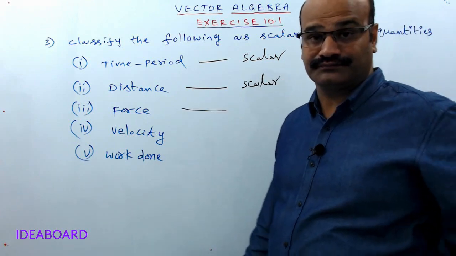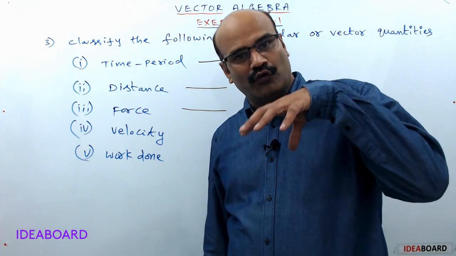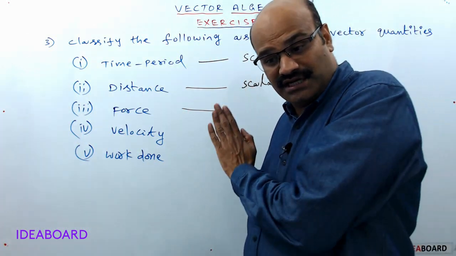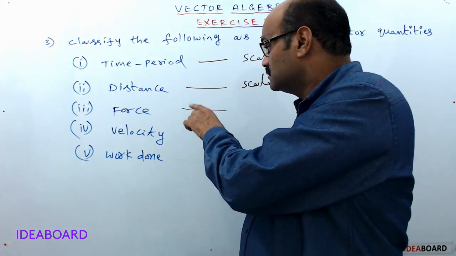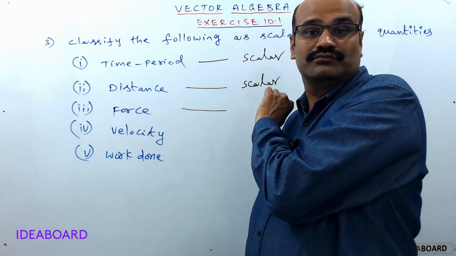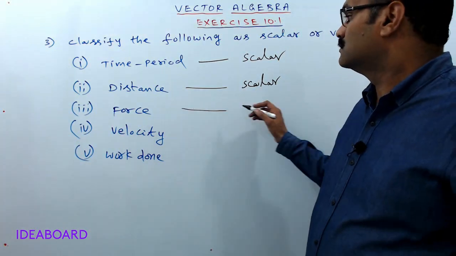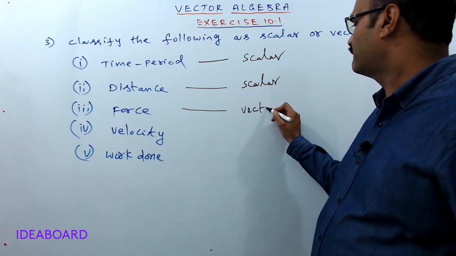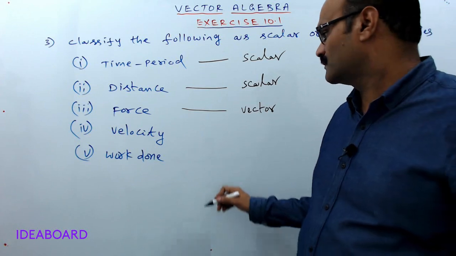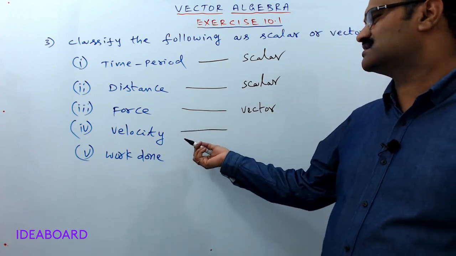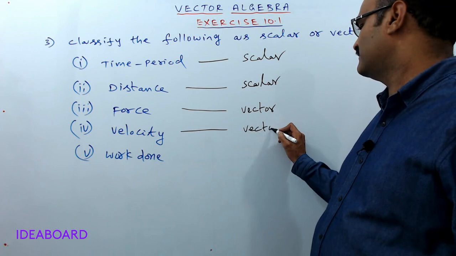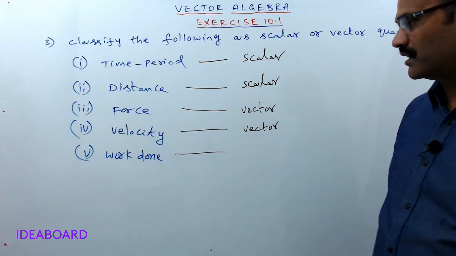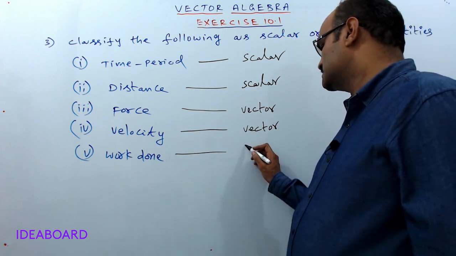Next, force. When you are applying force on any particle or any object, it shows direction as well as magnitude. So here we say that clearly it is a vector. Velocity. Velocity is clearly a vector. It is having direction, also magnitude. Work done. Work is always a scalar.